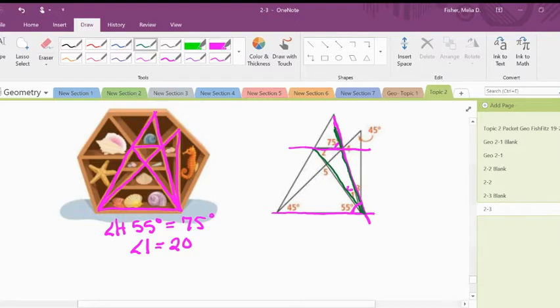So we're going to find the measure of angle 2. We know what angle 1 is, but we know that the exterior angle is the sum of the other two. So if I have angle 1, which is 20 degrees, plus the measure of angle 2, that together has to add up to that 75. So to find the measure of angle 2, subtract 20 from both sides, and we get that angle 2 is 55 degrees.